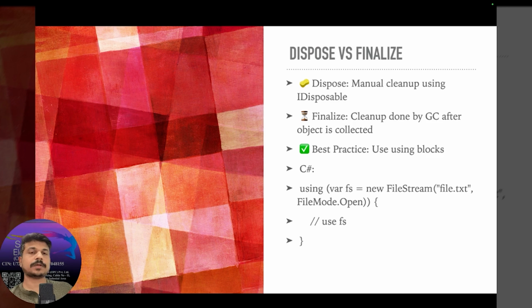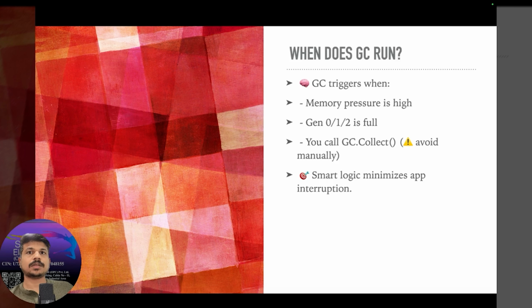In code, always prefer Dispose via the IDisposable interface, especially when dealing with unmanaged resources like files or database connections. Use a using block to simplify this. The .NET garbage collector runs under specific conditions. For example, when memory is low, when a generation becomes full, or when explicitly triggered using GC.Collect, though this is not recommended for most use cases. GC is smart. Its goal is to free up memory while minimizing performance impact.